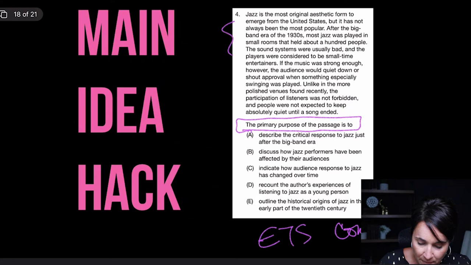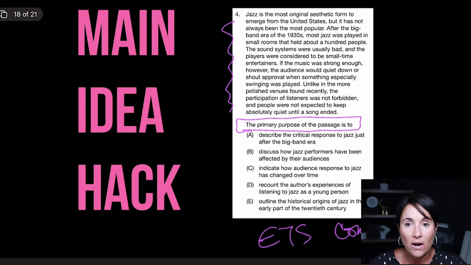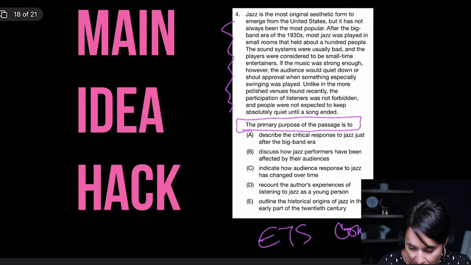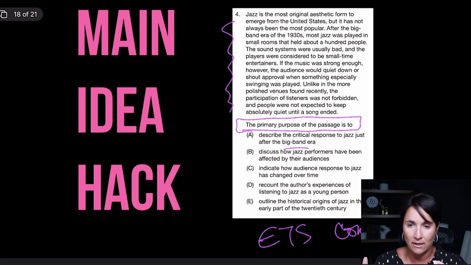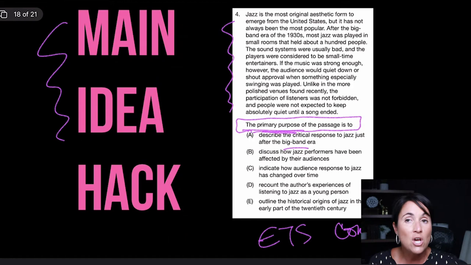Here is where maybe reading the answer choices would help you. Quickly, is it a critical response to the big band era? Is it this? Quickly skim. Don't get bogged down in it. Now, primary purpose is code for main idea here. And when we're talking about main idea, there are a couple of things that test makers do. The first thing they do is put in information that was never mentioned in the passage. It's some random statement that was never addressed in the passage, so you're going to want to immediately eliminate it.